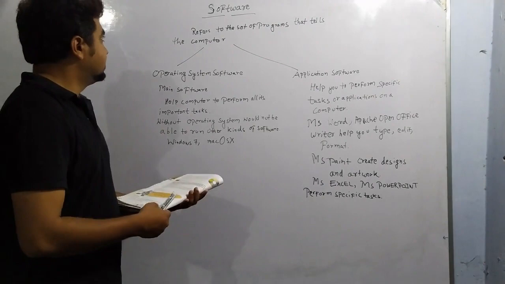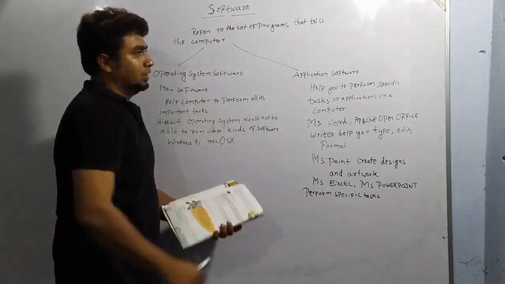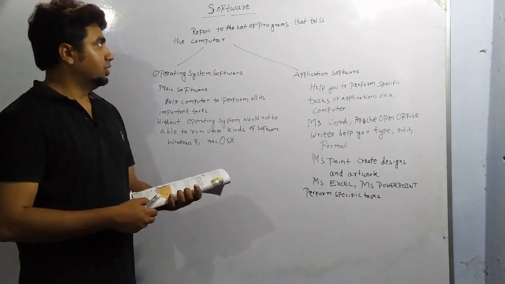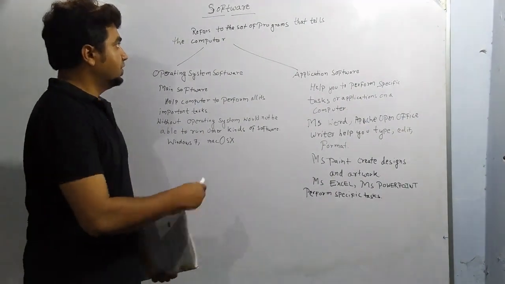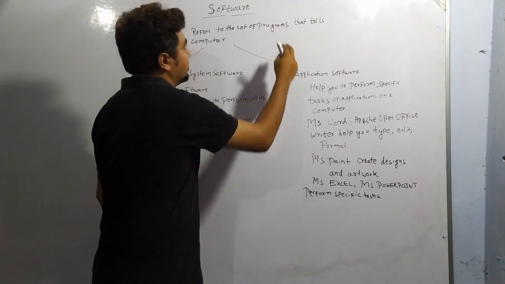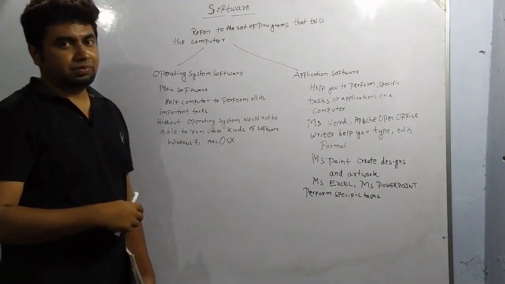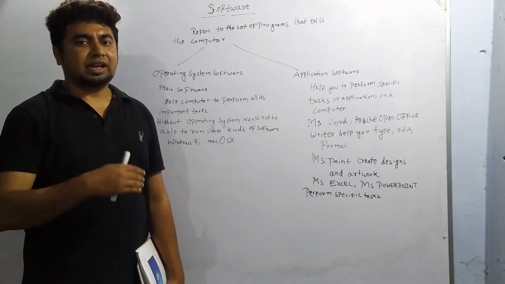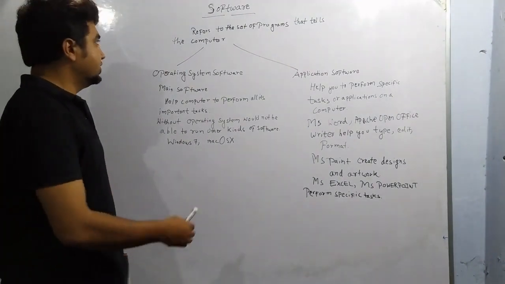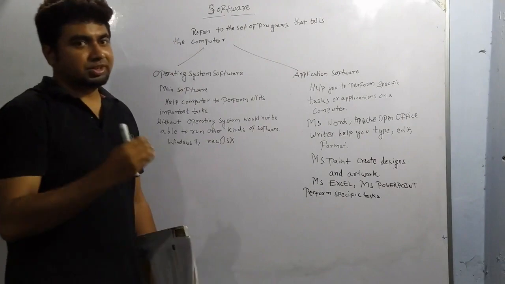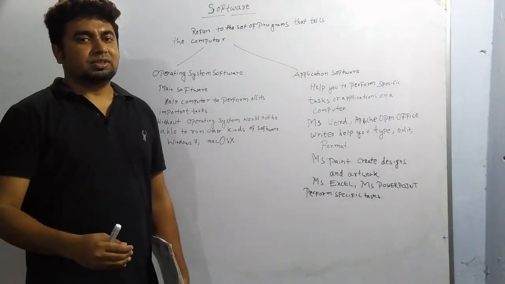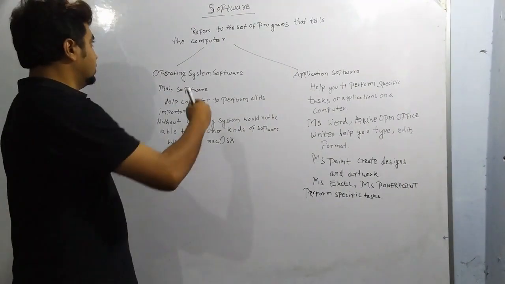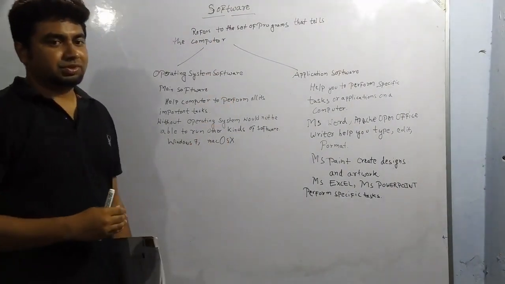Okay, so now we'll be studying about software. As we have discussed hardware, now we'll be discussing software. Software refers to the set of programs that tells the computer what to do, means it tells the hardware what action has to be performed. So that is the work of software. Programs are a set of instructions that is given to the computer to do a particular task.